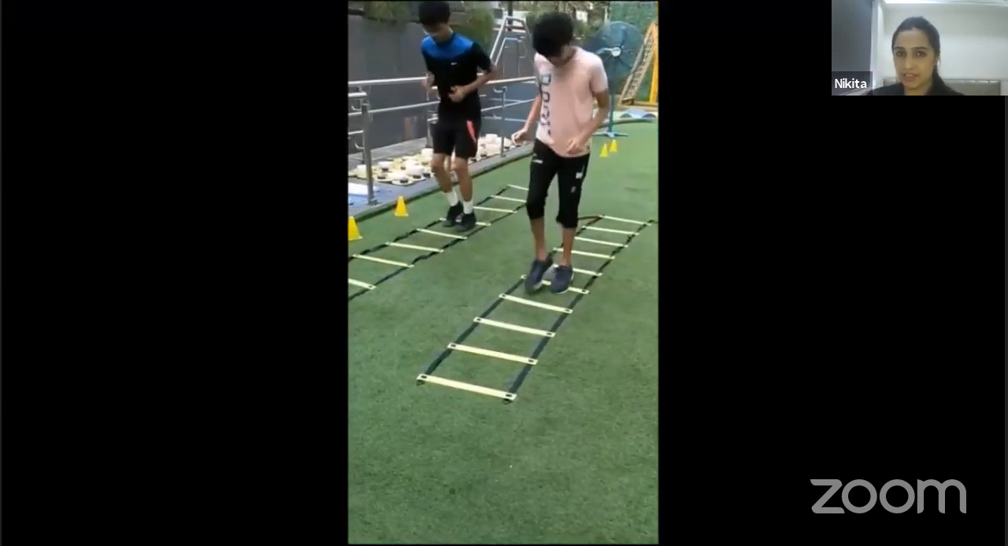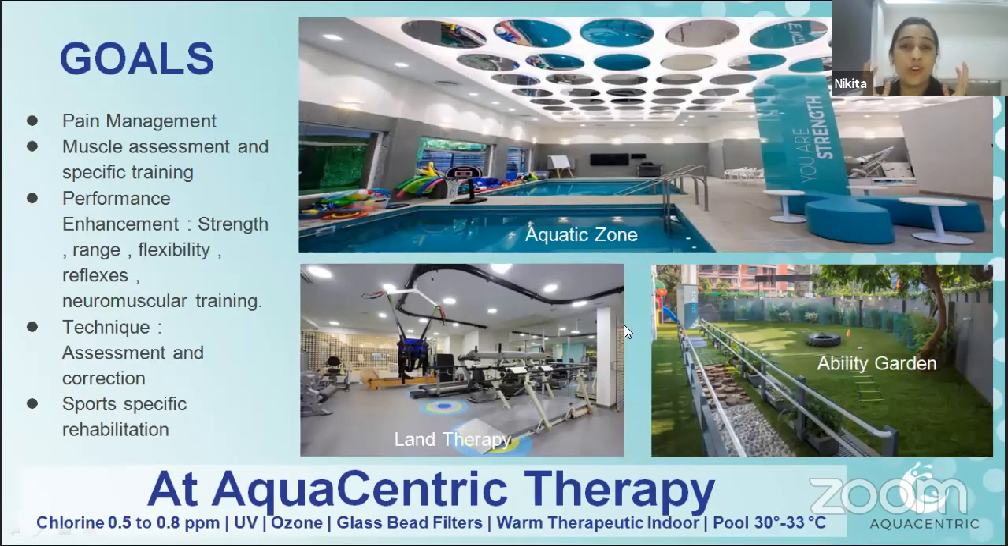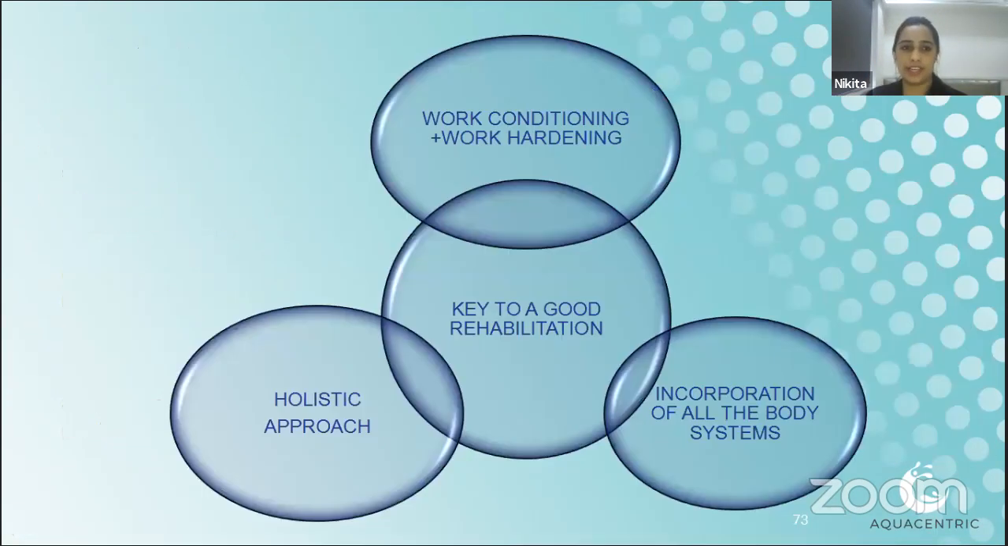Everything goes hand in hand. All the phases of healing are respected, and only when we think that the person is able to do it, we give a green signal. So the goals at Aquacentric, so holistic rehabilitation, is the incorporation of your aquatic, your land, and your outdoor training. The three together give you a good rehabilitation, targeting all your systems. We prefer pain management. We do a good performance assessment and performance enhancement by technique modification. We give a good sports specific rehabilitation, and the effects need to be translated into functional training.